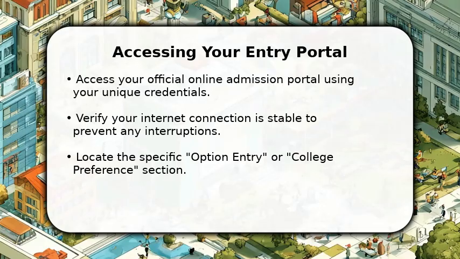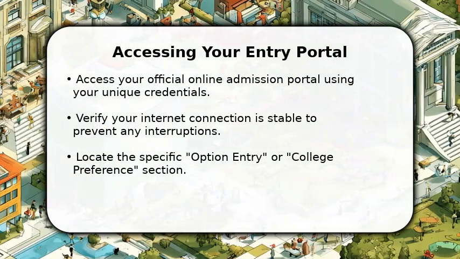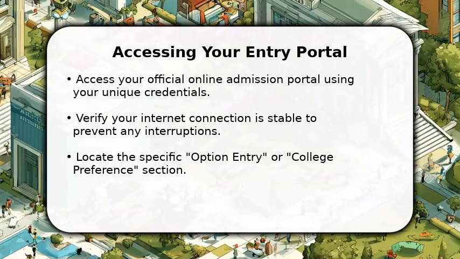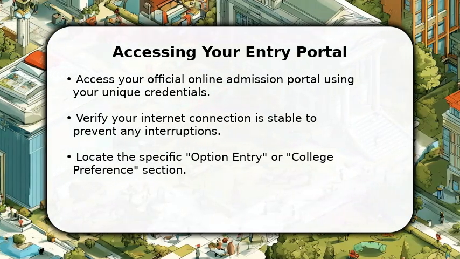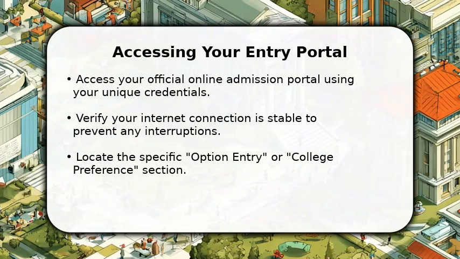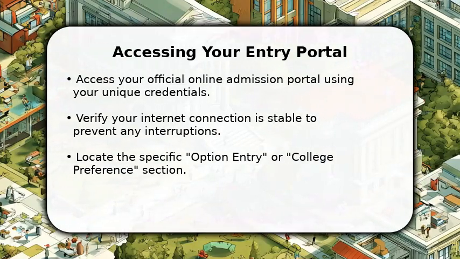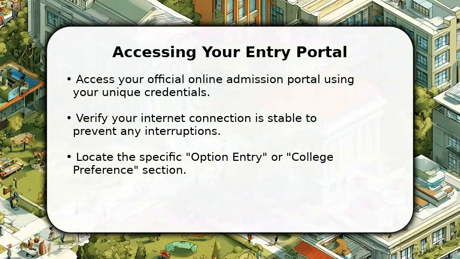In this video, I will explain how to delete a college from option entry. Begin by logging into your admission portal using your unique user identification and password. Navigate directly to the option entry or college preferences section on your dashboard. This area clearly lists all your currently selected institutions.